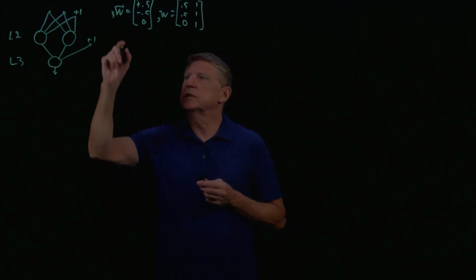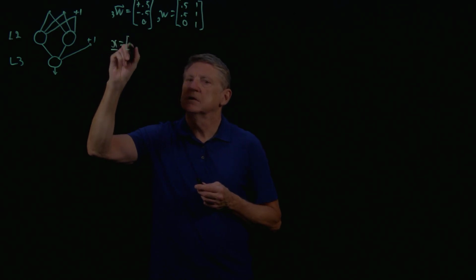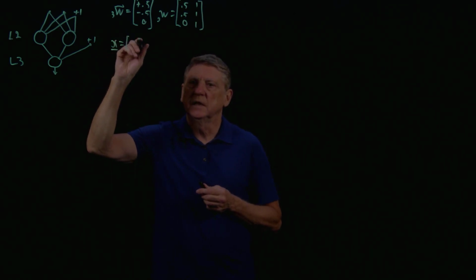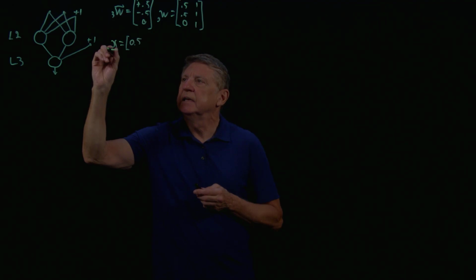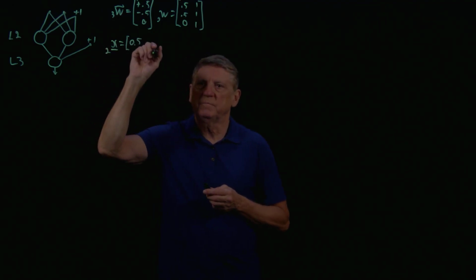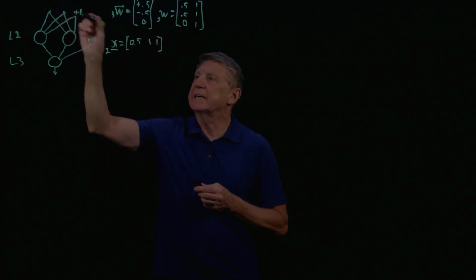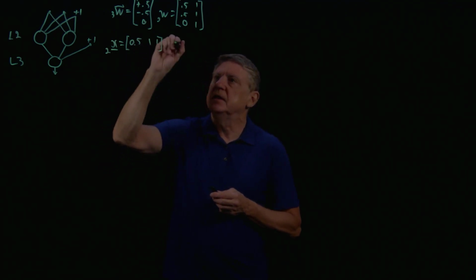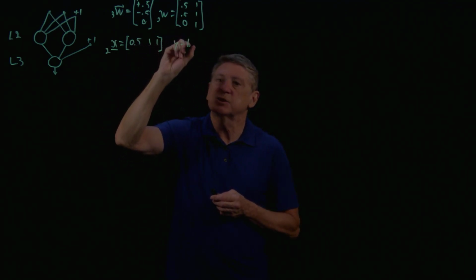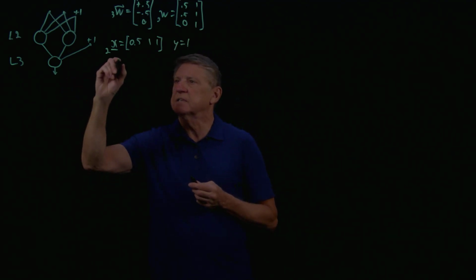Then let's suppose that the observation is a size 2 observation, and let's suppose that that's 0.5, 1. So let's make that the layer 2 input, 0.5, 1, and now I'll augment it with 1. So the difference between the x and the layer 2 input is I'm augmenting it. And then let's suppose that y is just 1. So now we'll use the logistic activation.